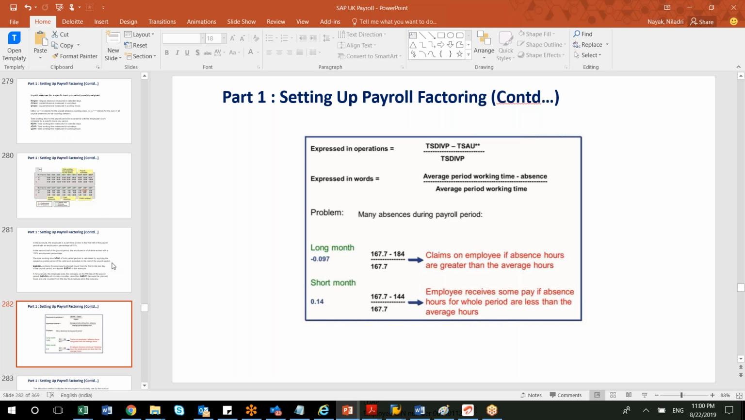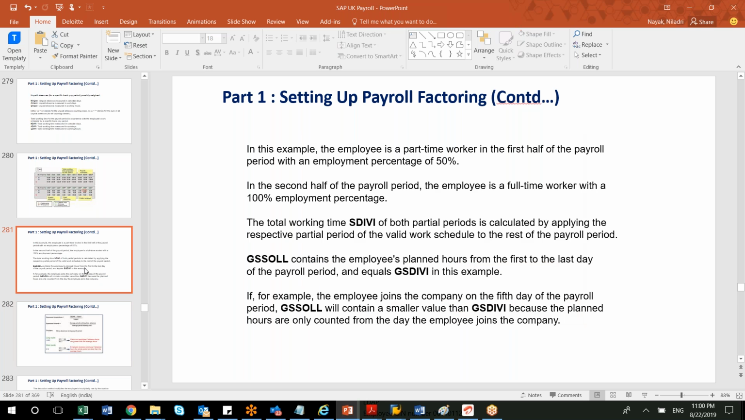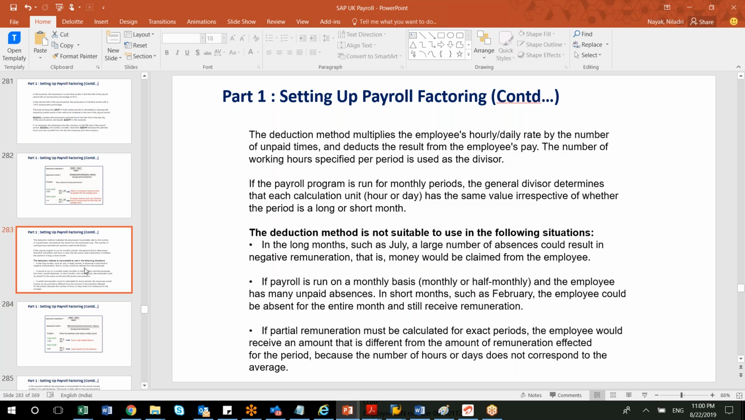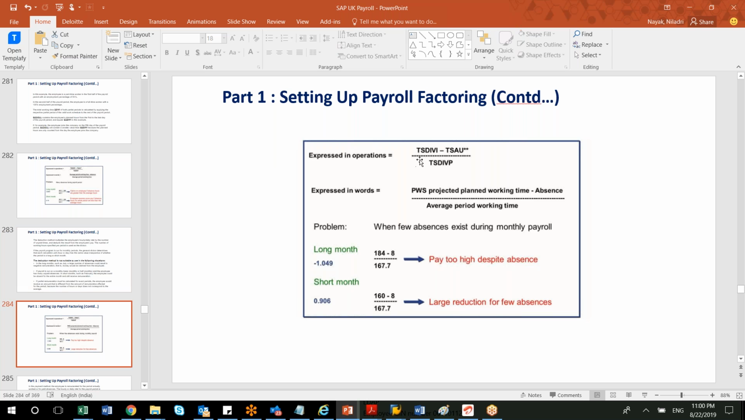For a particular factor, how this is reflected we will see in another set of formulas, if it is based on your period work schedule. In that case, there will be a different formula. At the top, it will have your projected planned working time minus whatever absence, suppose 1 day of absence or any such absences, divided by your total average period working time, which is constant here.